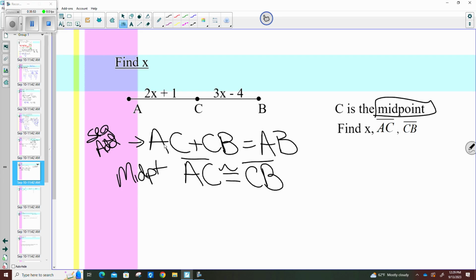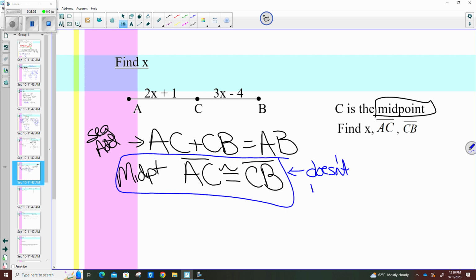Do we have a total? So can I use the first one? No, so I can't use this one. I've got to use this one, because you don't need a total. We're not given a total, so we've got to use the rule that we have the information for. Does that make sense? Because you're going to see that on your assignment.